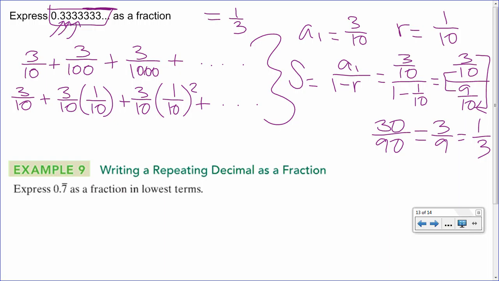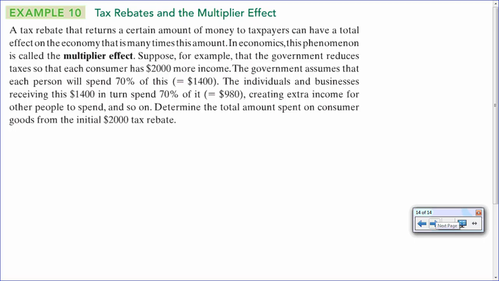The next one is exactly the same way, but you will set it up as 7 over 10, 7 over 100, and so on. So let's move on to the last one. A tax rebate that returns a certain amount of money to taxpayers can have a total effect on the economy that is, you know what, we will just leave this problem for next class. Or no, I will finish it and then post the video. Yeah, we cannot get any more behind. We can't.